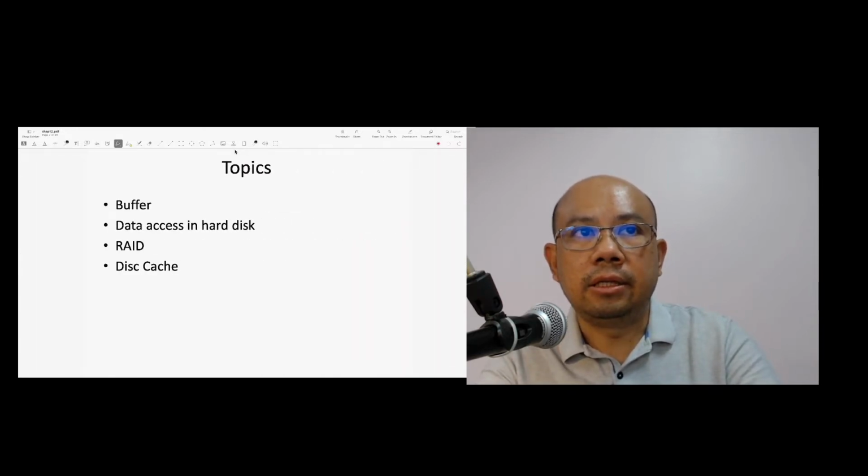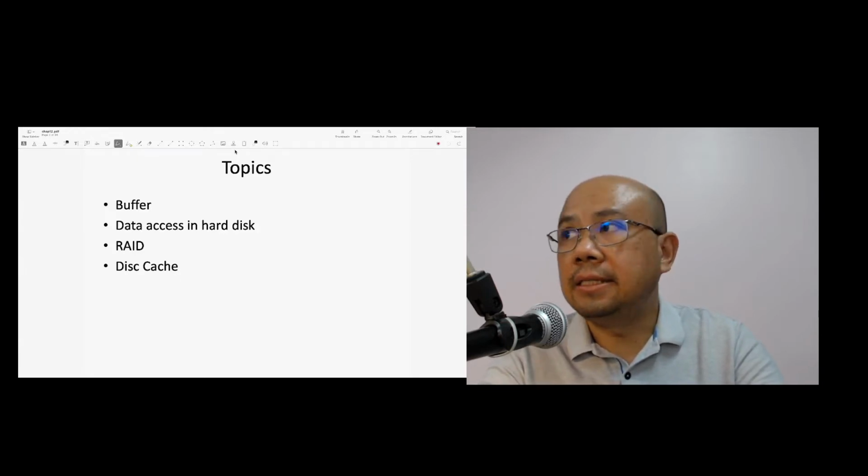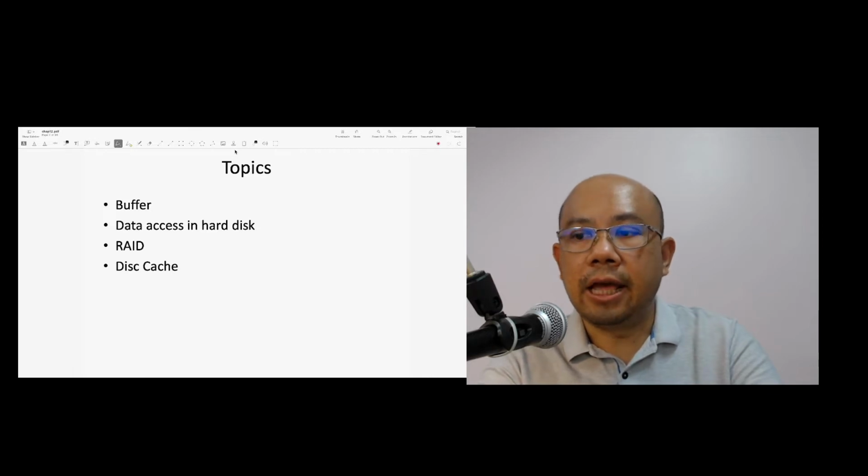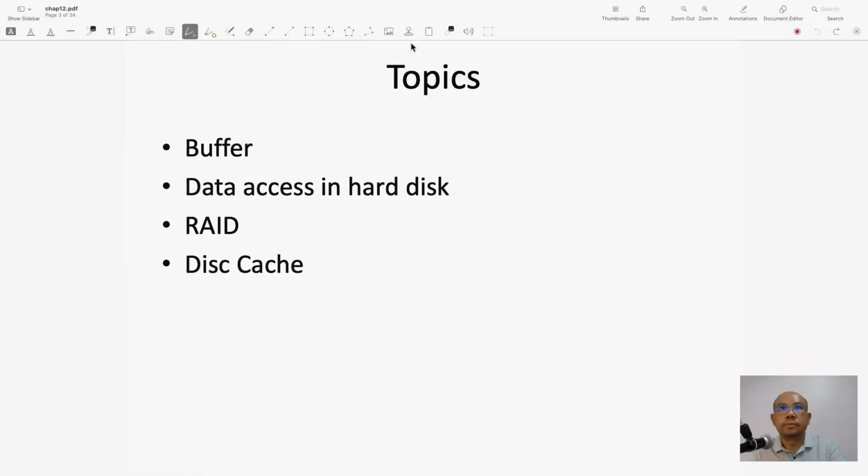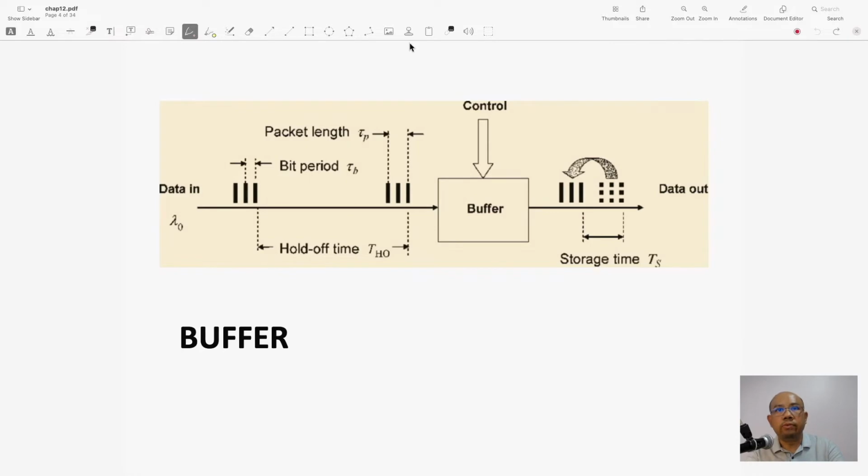Here is the topic for study. We have three topics: buffers, data access in hard drives, and disk cache. Now we will move to the details of the buffers.